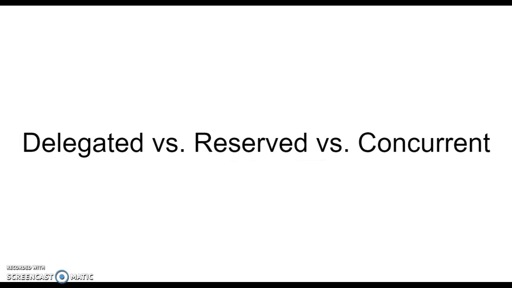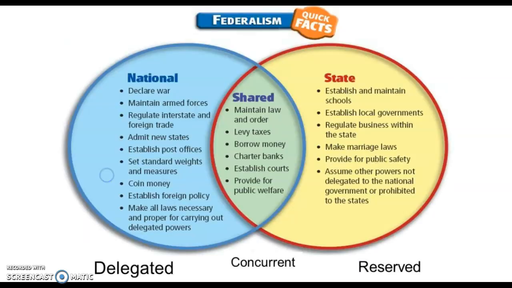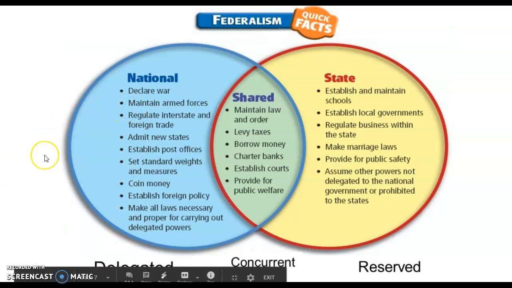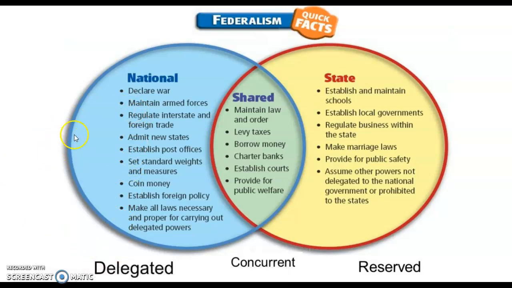So now we're going to talk about the three types of powers that are established through federalism. The first is delegated powers, the second reserved powers, and the third are concurrent powers. Delegated powers are those powers that are given specifically and only to the national government. You can see a list here.